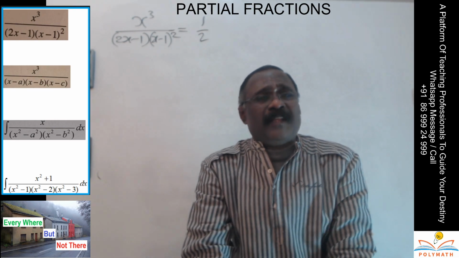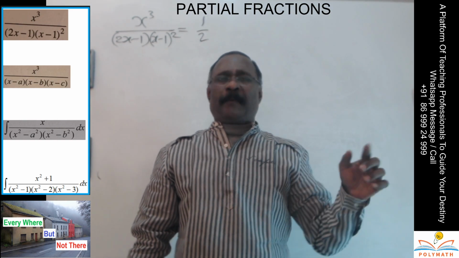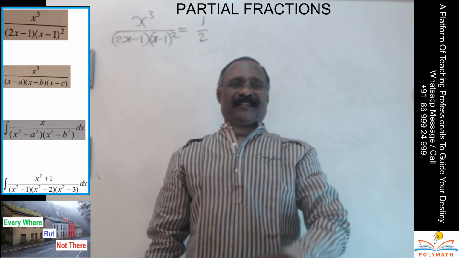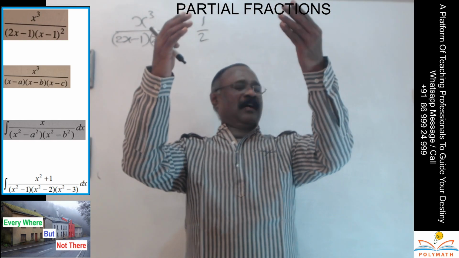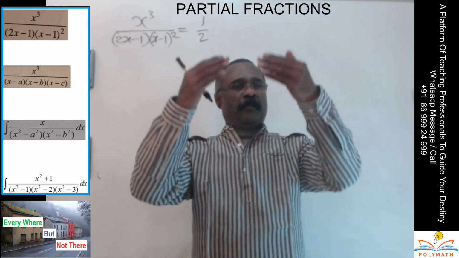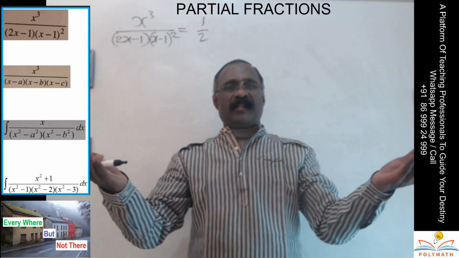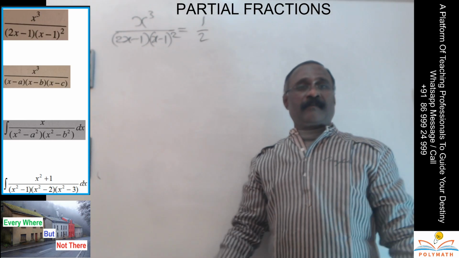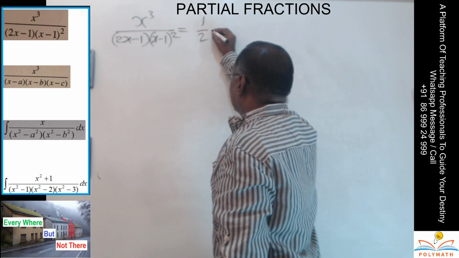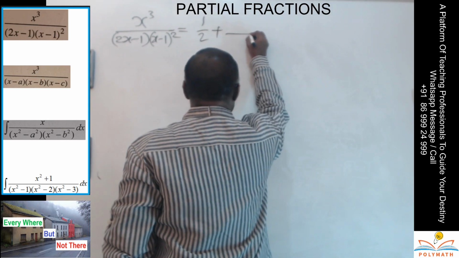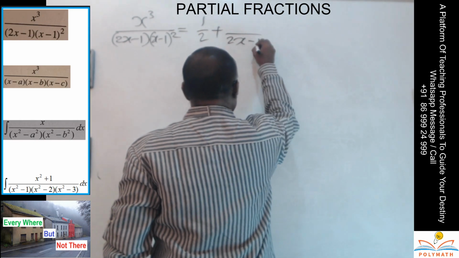In the previous problem we wrote plus a, no? We don't need to write that here, because the numerator is x cubed and the denominator is 2x cubed, so both degrees are the same. And what is remaining? 1 by 2, that's it. Only a constant. Plus, everywhere but not there.